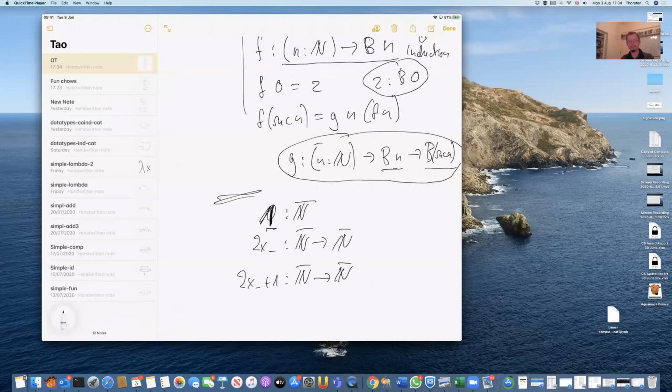By the way, not all rigs are the same. There is a rig of booleans, with false, true, or and and. And that's different because you can distinguish it. You can write down expressions which distinguish the booleans from the natural numbers. They are not equivalent. But these two are. So I do want to make differences, but certain things I want to identify. And this is related to this univalence principle.